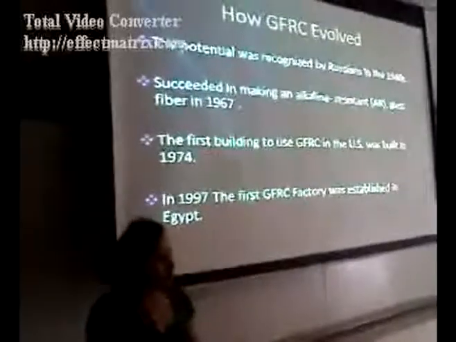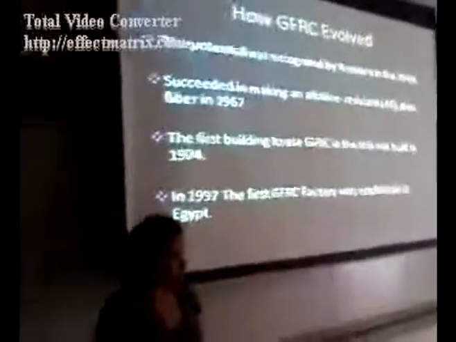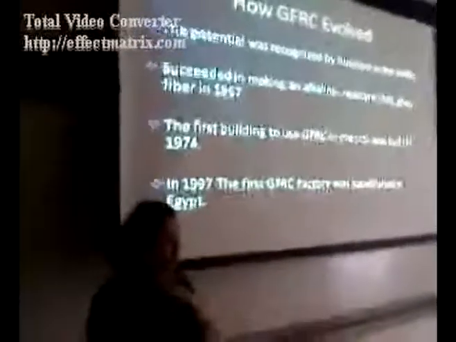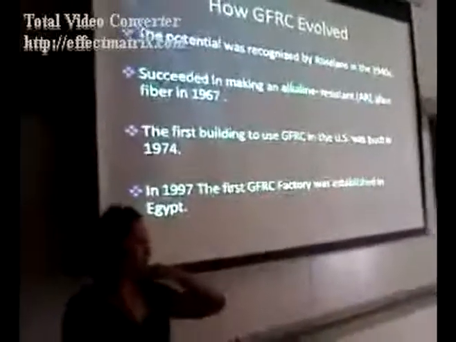And then the first building to use GFRC was built in the US in 1974. Basically it had a lot of GFRC in the facade. And in 1997 came the first GFRC factory.